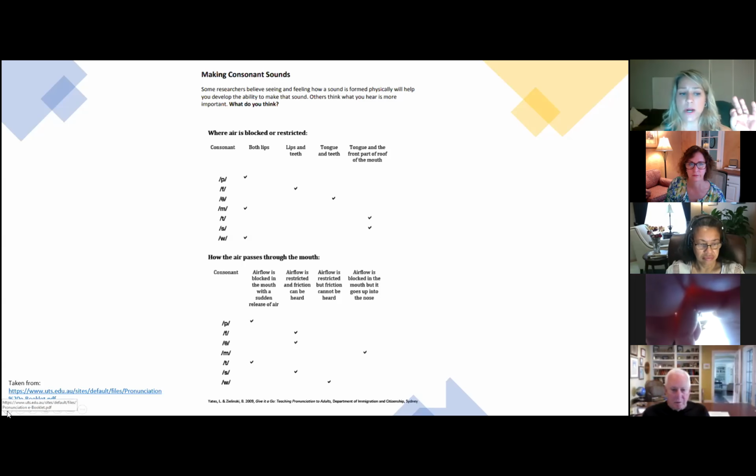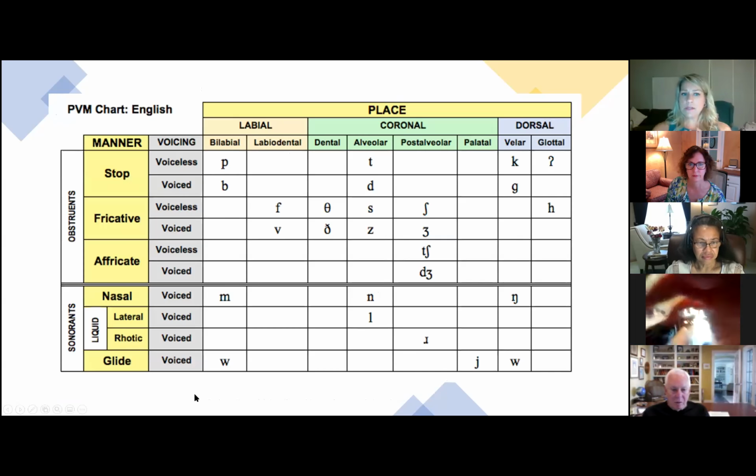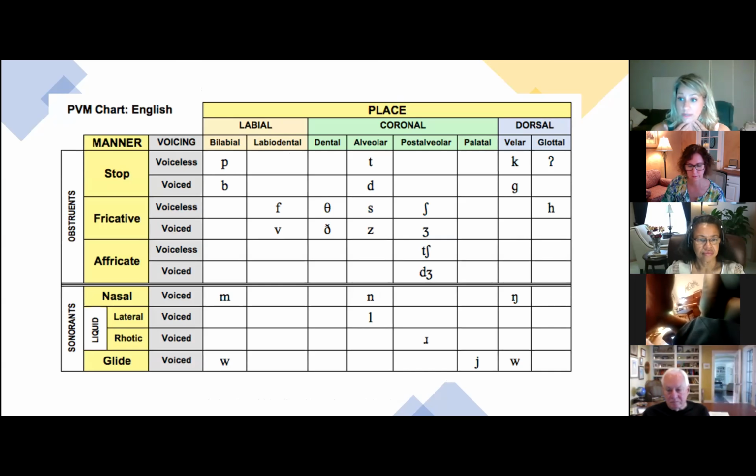But for the most part, what you need to know is sounds are created by voice, either voiced or voiceless, how you voice or not voice something. They're created by the position of your mouth, and they're created by the flow of air. Okay, so those three things: using voice or not using voice, the flow of air, and the position of your mouth. And that's what happens with a sound.